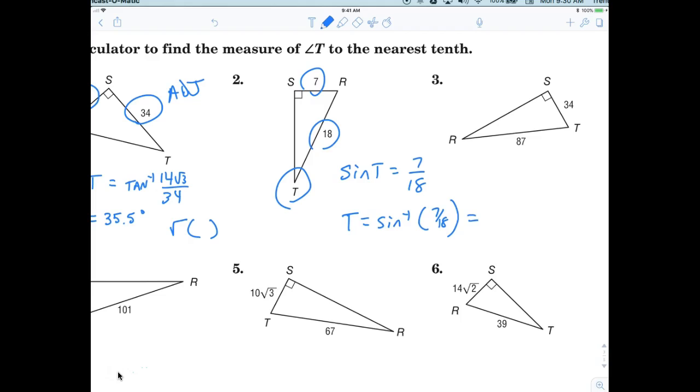Somebody tell me, grab a calculator. 22.88, so 22.9. Somebody said about 22.9 degrees. All right, here we go.